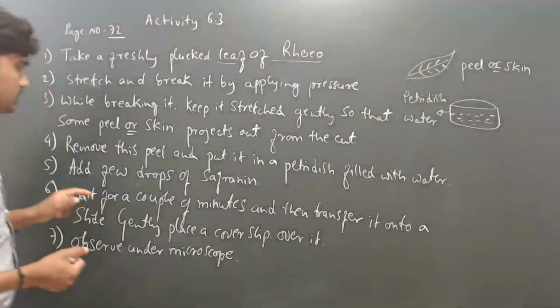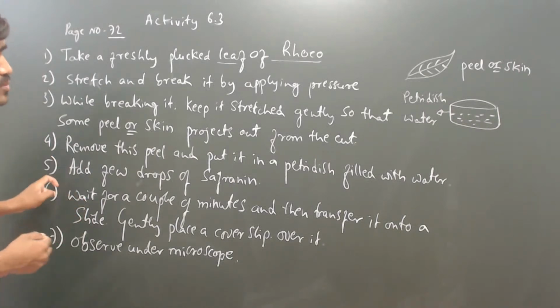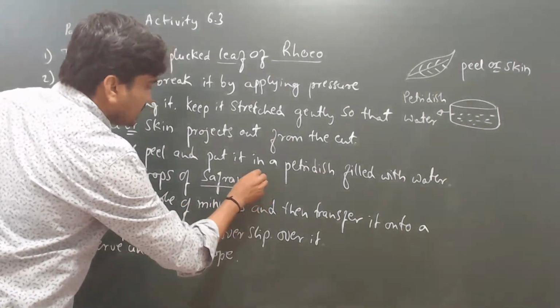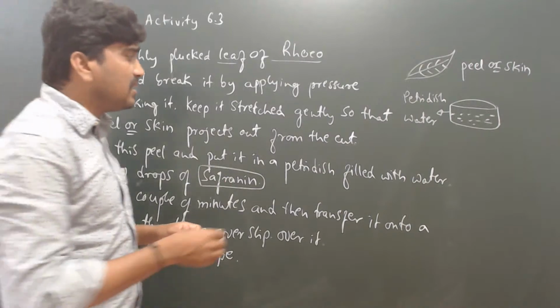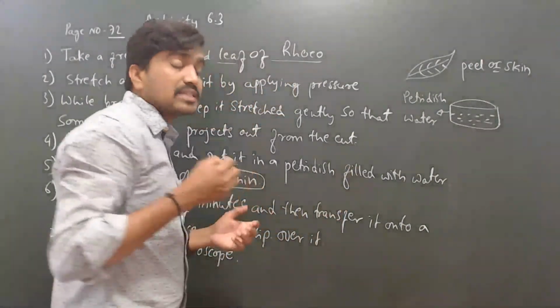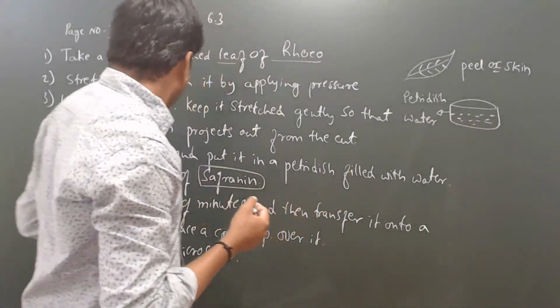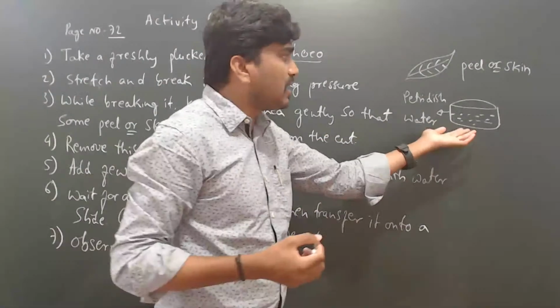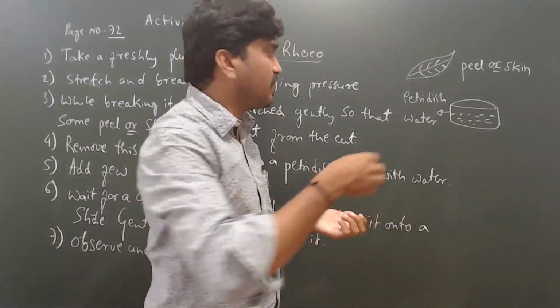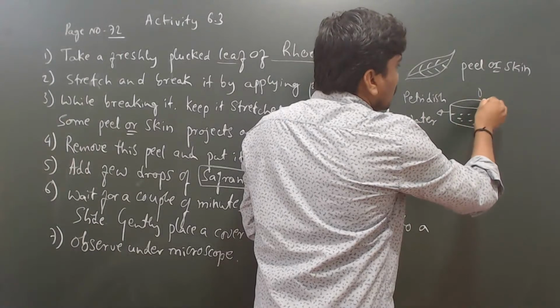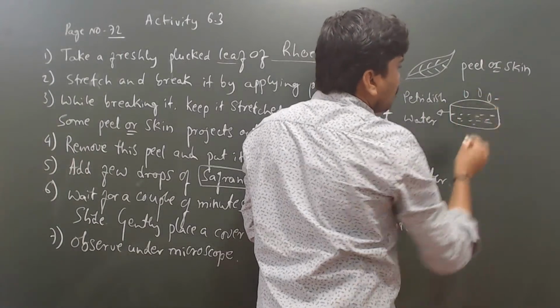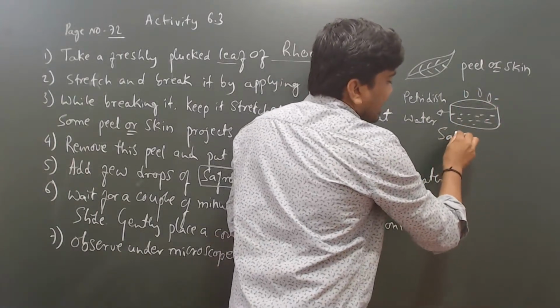Okay. Next, add few drops of safranin. See, this safranin is a chemical agent that is in red color. Add few drops. This petri dish already contains the leaf peel. We will add few drops of which one? Safranin.